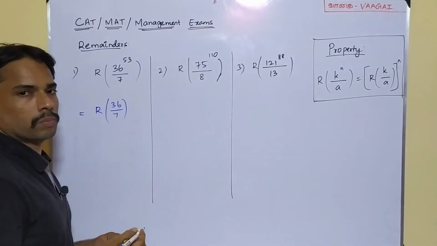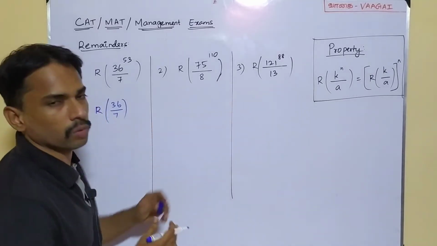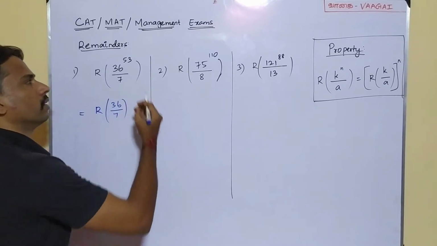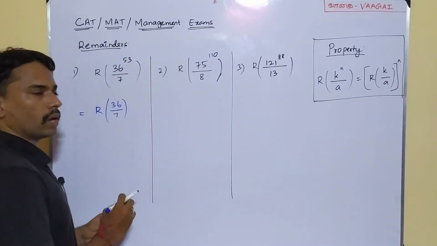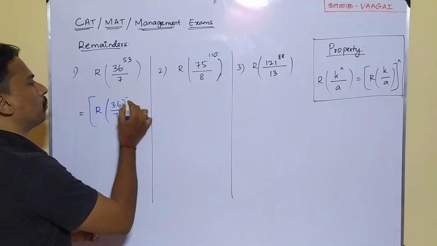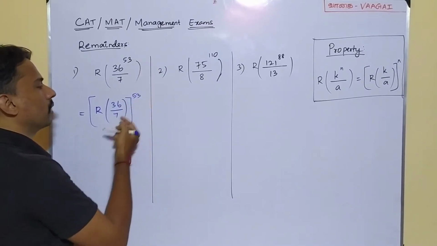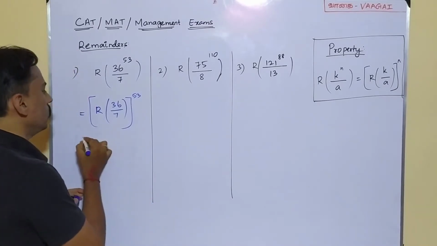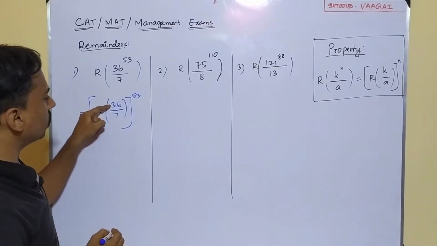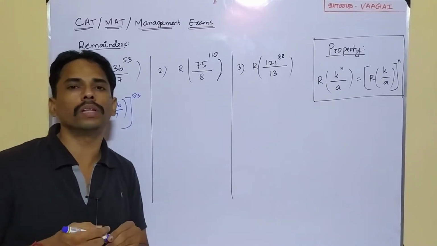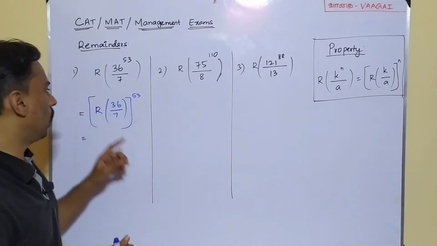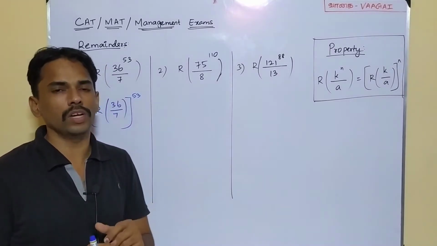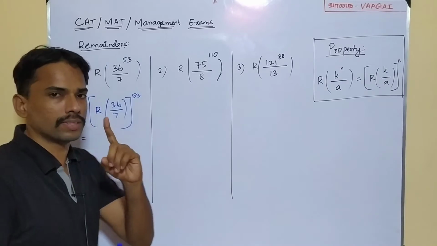So I'm just going to see the remainder. What will be my remainder when 36 is divided by 7? And then I will raise the power 53 to whatever answer I get inside. This is all we do in using this property. So what will be the remainder when 36 is divided by 7? It's easy, right? I can divide 36 by 7 up to 5 times, 7 fives are 35, so my remainder will be exactly 1.